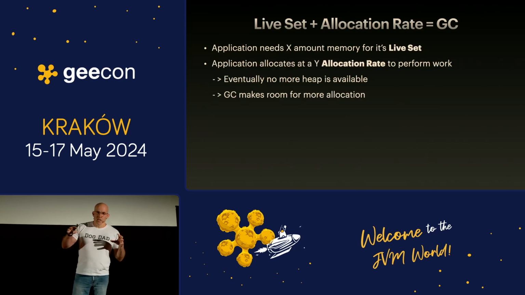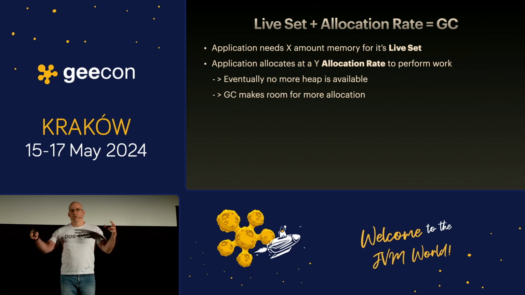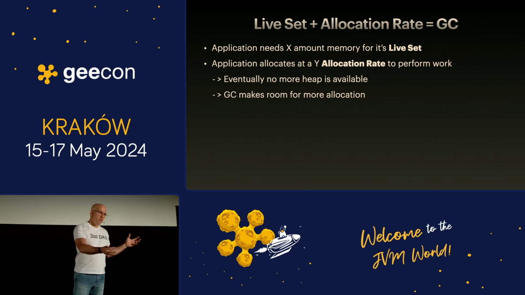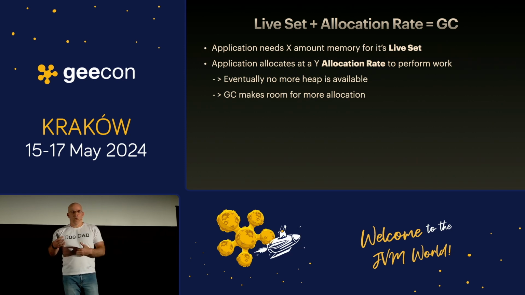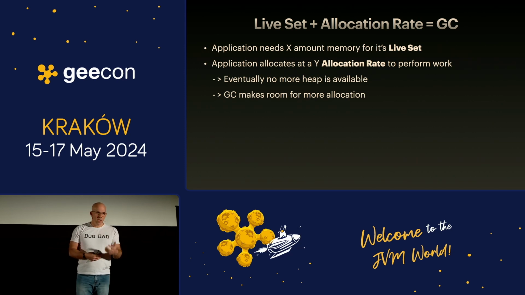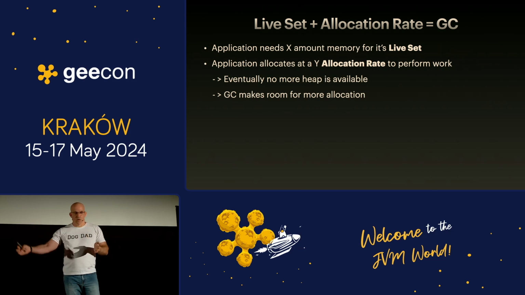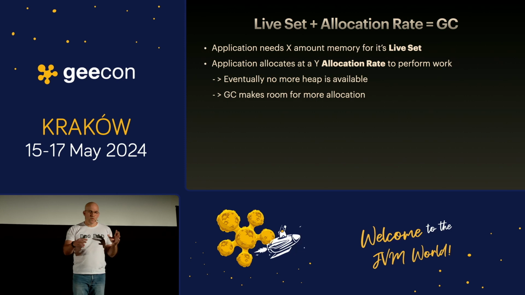The live set and the allocation rate kind of define the GC behavior. So we need so much memory for what's alive at any given moment, and then we allocate. And when we allocate and allocate and allocate, after a certain amount of time, because of the allocation rate, however much memory we can allocate before we run out of memory, and then we have to collect. Once the heap is full, you have to collect. Hopefully you do it before it's full.